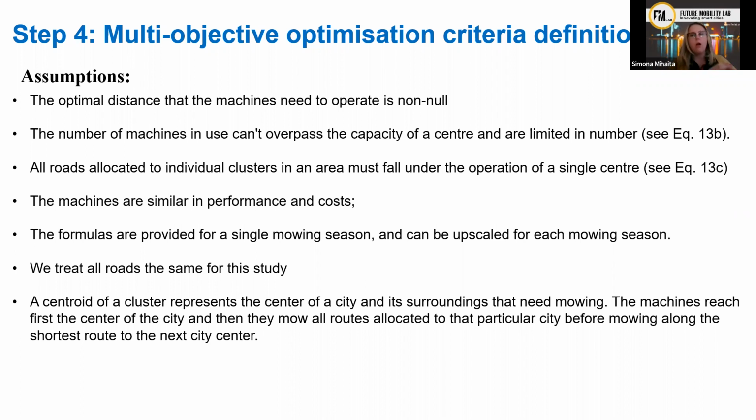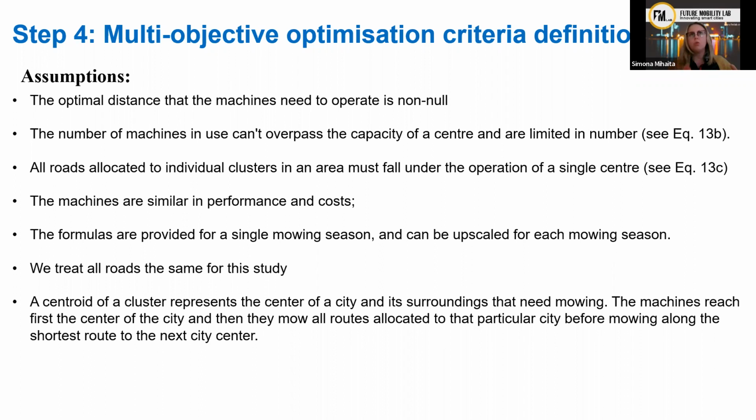However, we did not have enough information on what machine is being used on what type of road. So that's why the assumption is that all machines are similar. But in reality, they're not, and they have different costs, even for purchasing, for maintaining, and for asset management, like replacing parts. Now, the formulas that you have seen are for a single mowing season only.